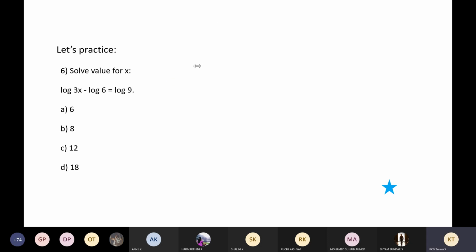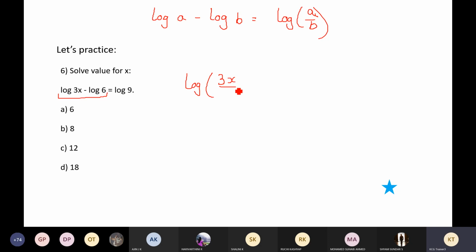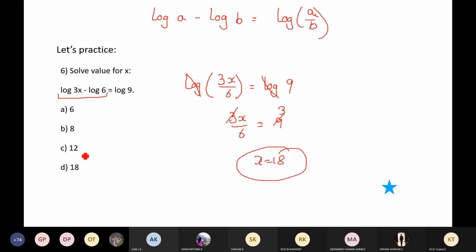Very good. Superb, Harivardhani and Deepthi. Excellent, guys. So again, this is the concept of log A minus log B would be equal to log of A by B. So the left hand side, I can rewrite this as log of 3x by 6 is equal to log 9. Okay, so 3x divided by 6 is equal to 9. The value of x is equal to 18. Excellent, guys. The answer is 18.